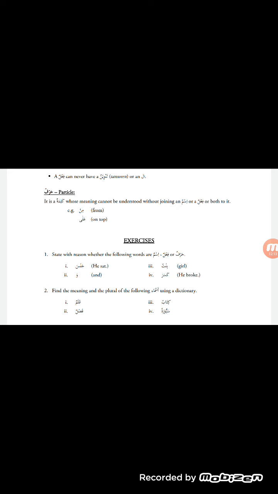Then I will add another noun after the harf. Kharaja min al-masjidi, I exited from the mosque. So I added the noun al-masjid, the mosque, after the harf min. Now the meaning is clear. Now you understand that I exited from the masjid. So the harf, if before it a fi'l is added and after it an ism, noun, is added, then the meaning will be clear. The listener will understand the meaning of the sentence.